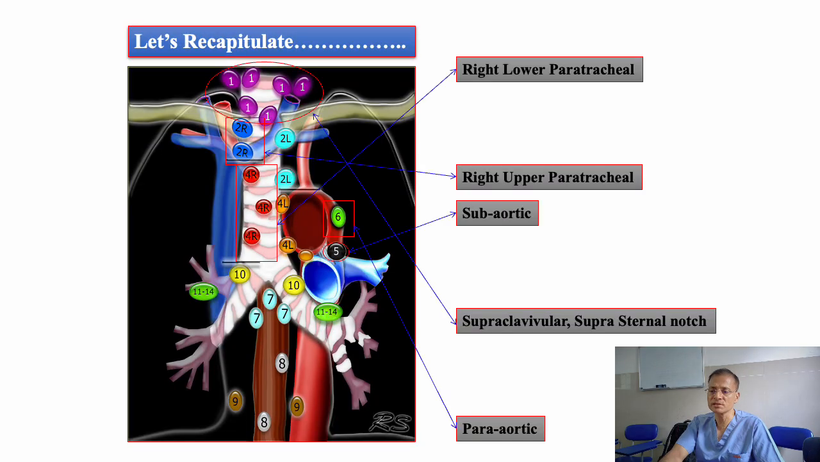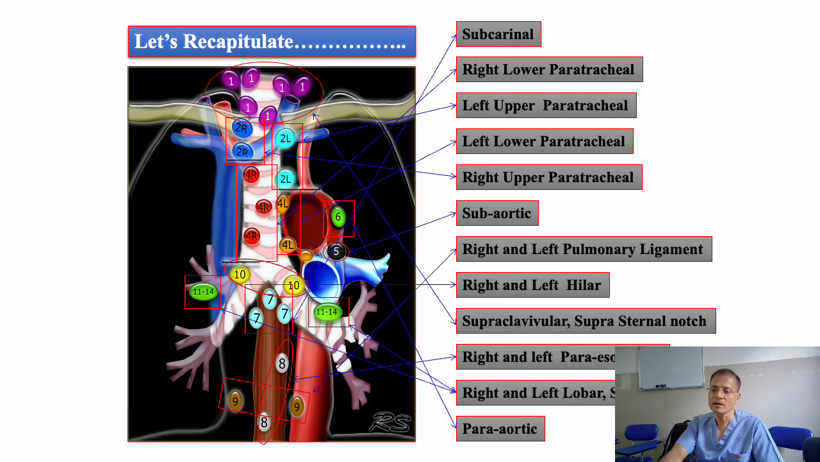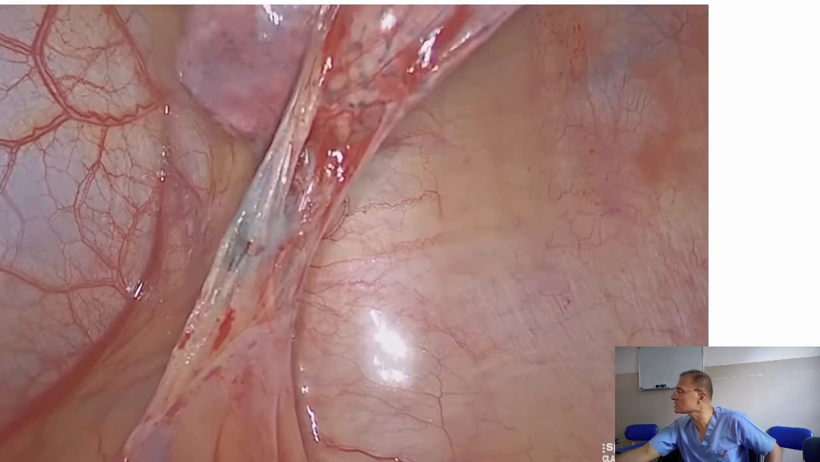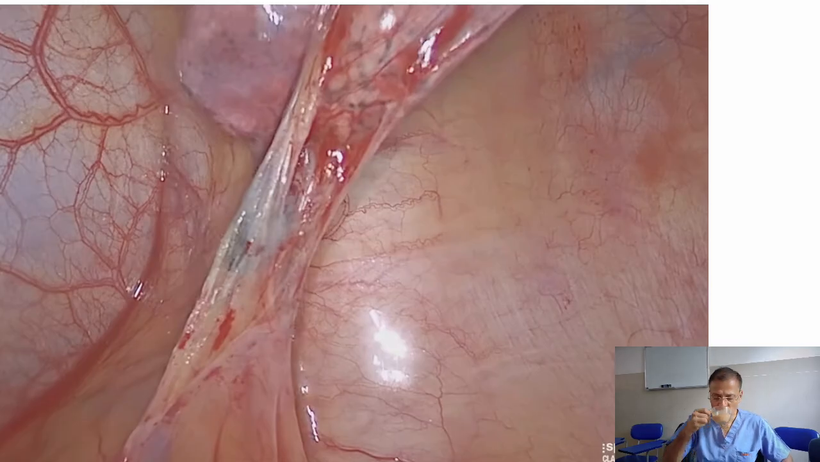I will not repeat this again. It's just a summary of the stations that we classify. This is again the summary. Now we are the surgeons, and I think the most important point for us is: how do you define the boundary during the surgery?